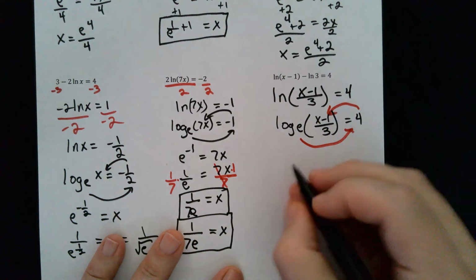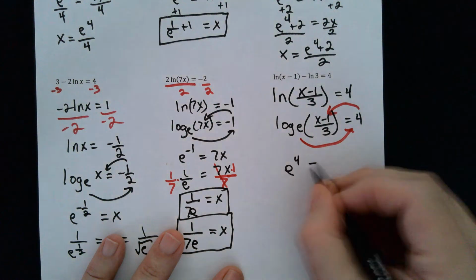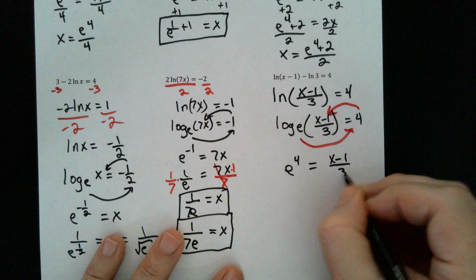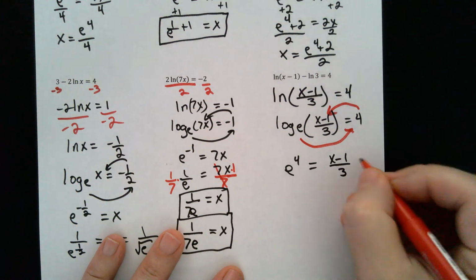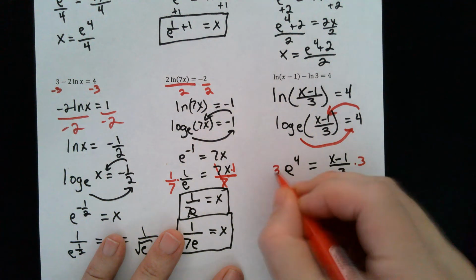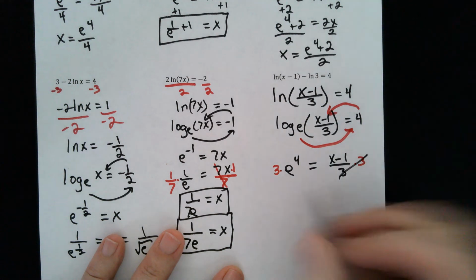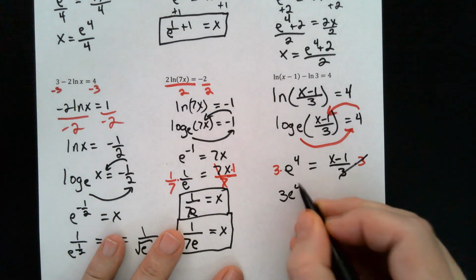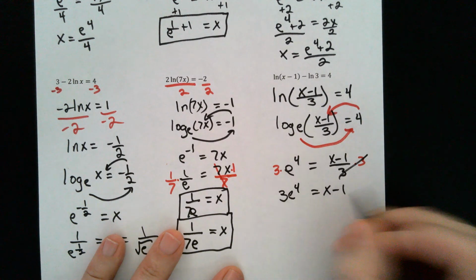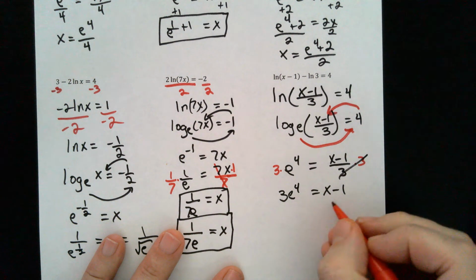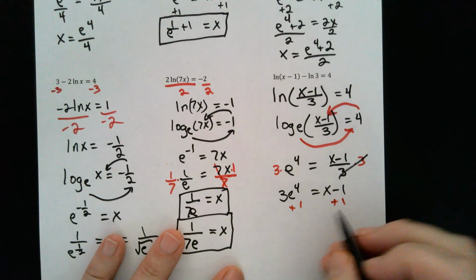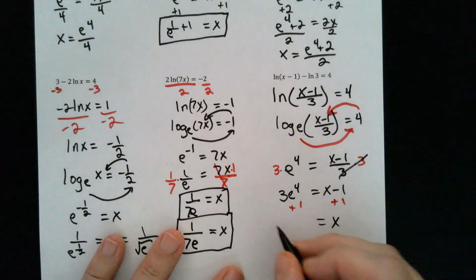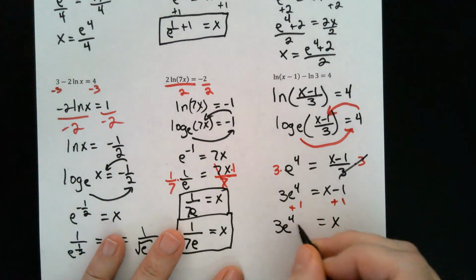So that will give me e to the 4 equals x minus 1 over 3. Okay, multiply by 3 on both sides. Trying to solve for x there. So that would give us 3e to the 4 equals x minus 1. If we add the 1 to both sides, it will give us x over here, and it'll be 3e to the 4th plus 1.